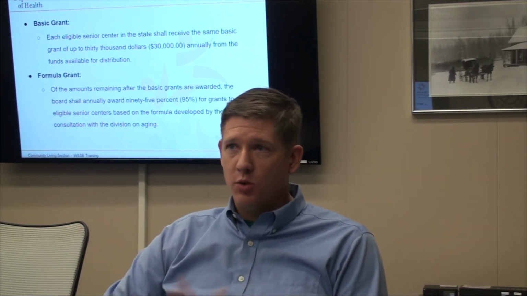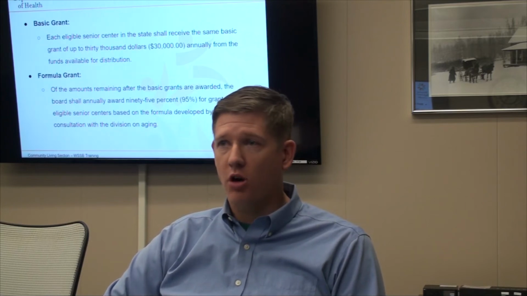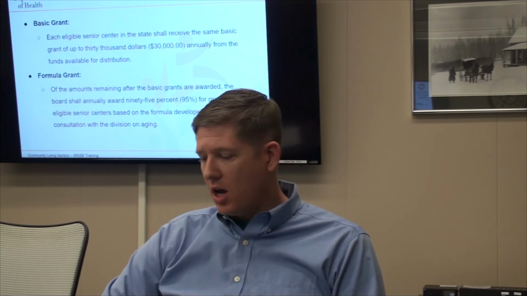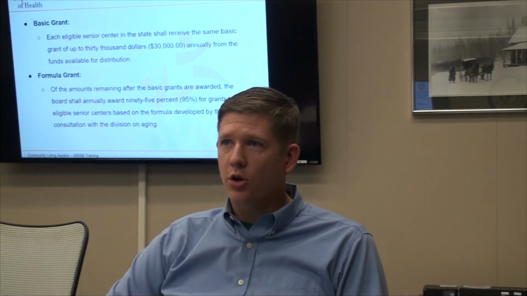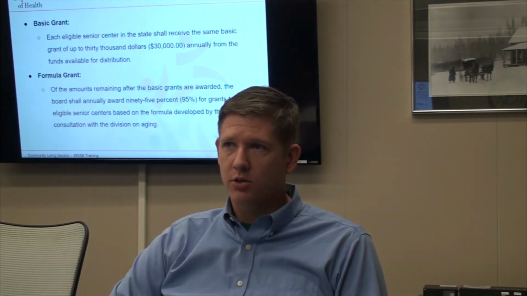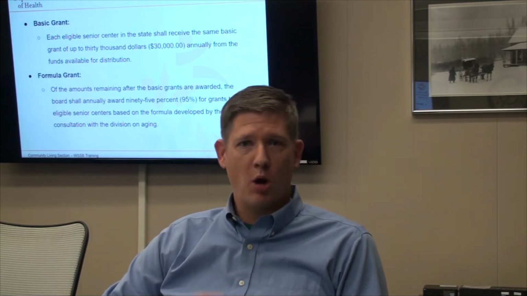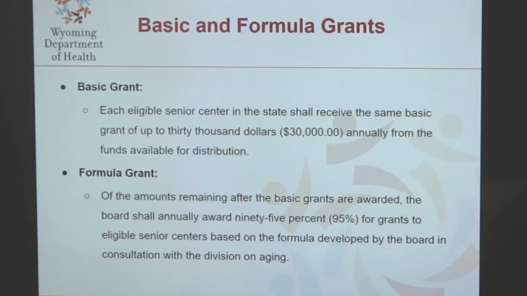So of that $5 million, we take that first $30,000 and distribute it out to all the senior centers that are eligible to receive the funds. Right now in the state we have 39 eligible centers to receive these funds. So that accounts for the first about $1.1 million of those annual funds. Everything that's left over after we take 1.1 away from the 5 million goes into what we call the formula grant.